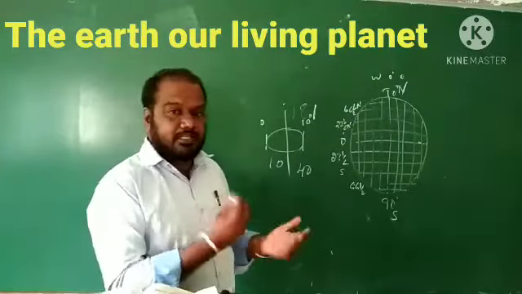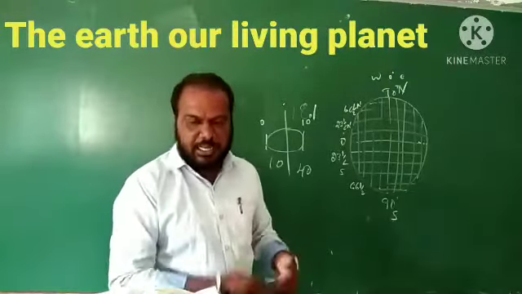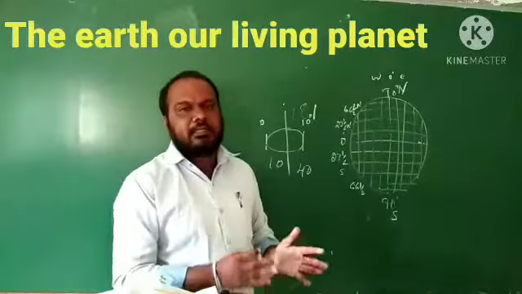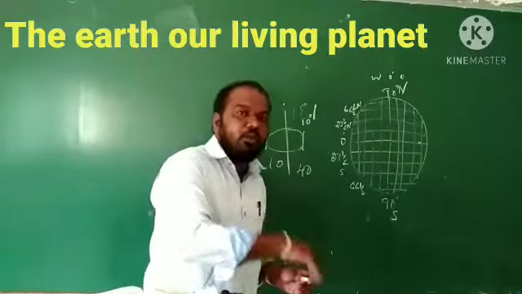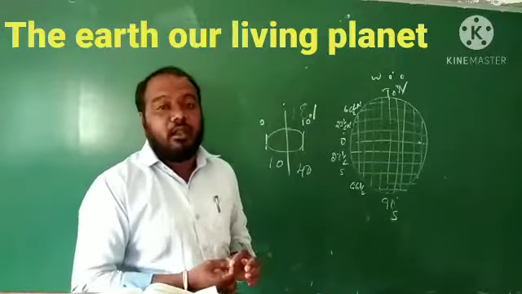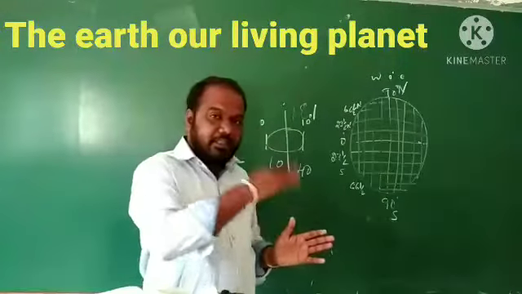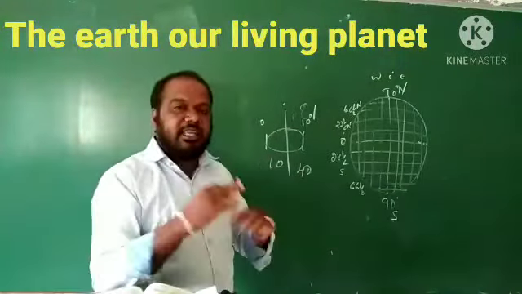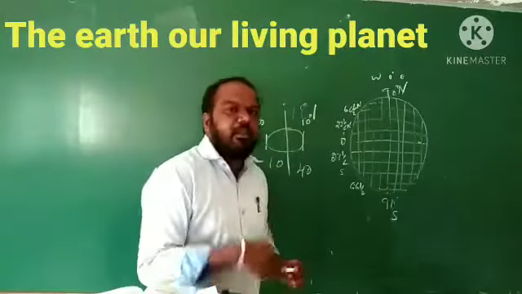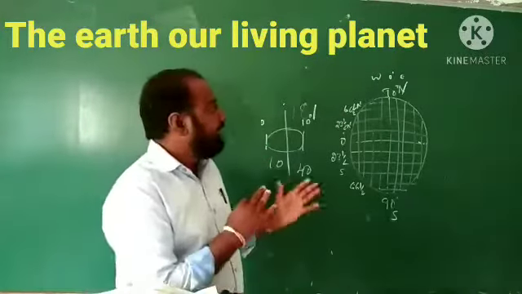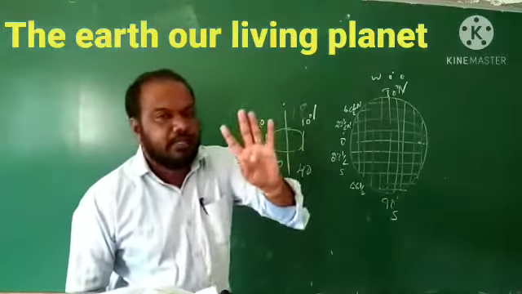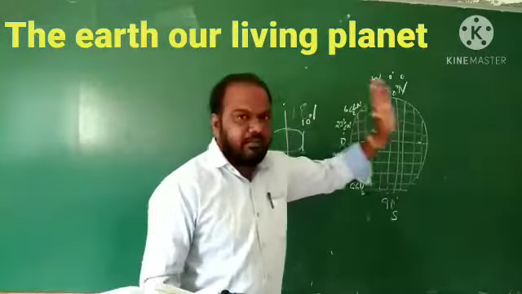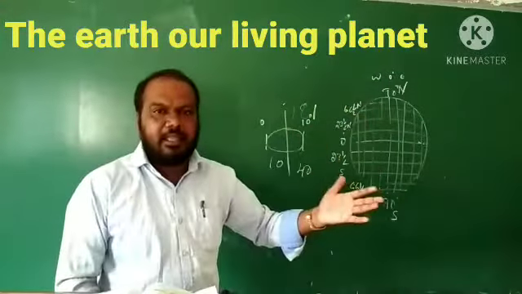Some countries are very big, like Russia, Australia, America, Canada. Some countries span more than 45 longitudes. When there are more than 45 longitudes, we can see a lot of time variations. That's why they make 24 time zones throughout the world, and according to these 24 time zones, they set the time.